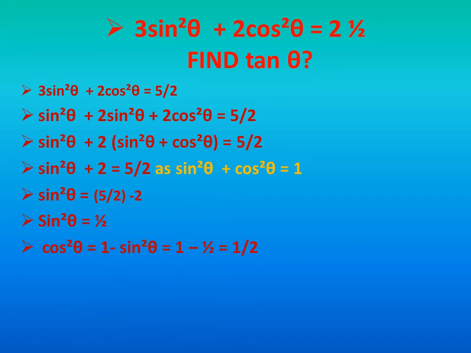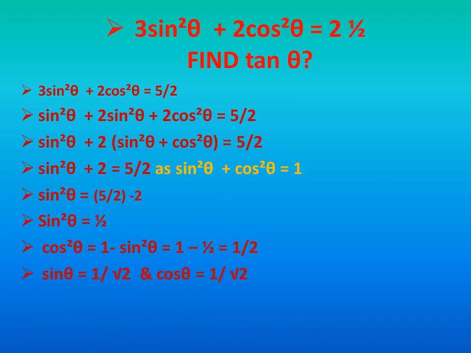Now from sine square theta, from this equation sine square theta plus cos square theta is equal to 1. From here we get cos square theta is equal to 1 minus sine square theta. So we get 1 minus sine square theta, we'll put it here, half. So 1 minus half, we get half. So from this equation we have got the value of cos square theta. Why did we get the value of cos square theta? Because we have to find the value of tan theta.